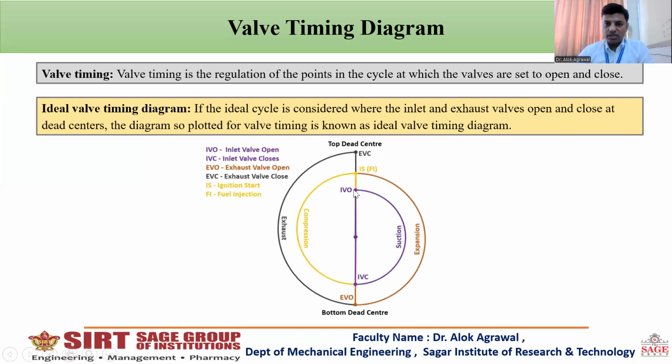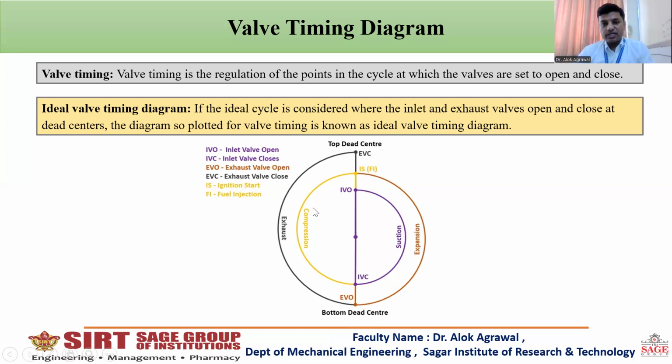See here, IVO represents inlet valve open and IVC represents inlet valve closed. Similarly, EVO represents exhaust valve open and EVC represents exhaust valve closed. So what is happening here? Here the valves are open and closed at dead center in case of ideal valve timing diagram.